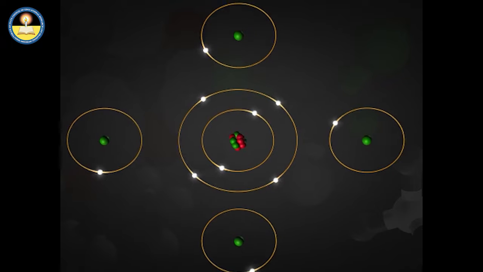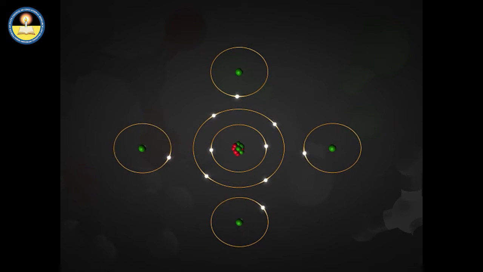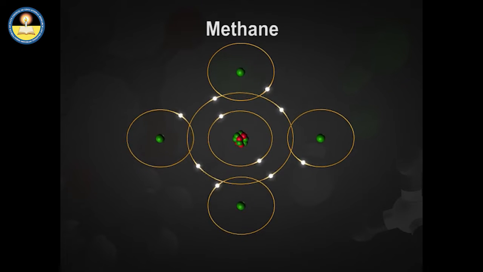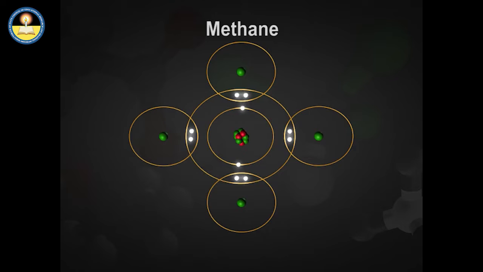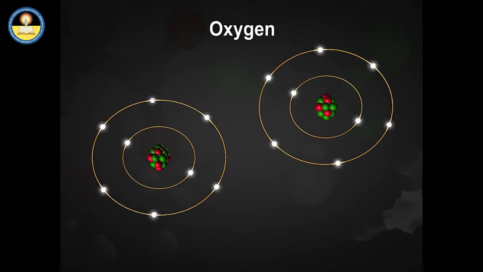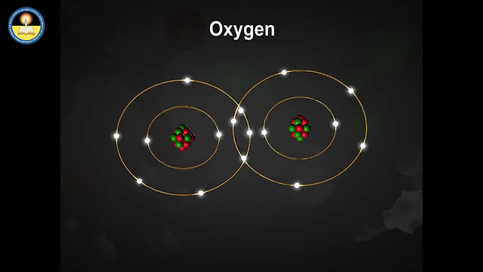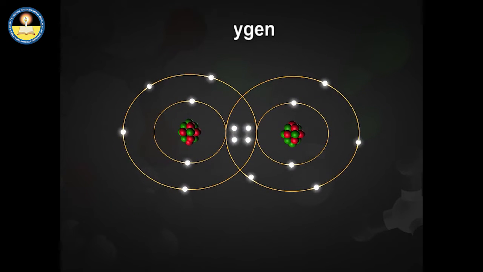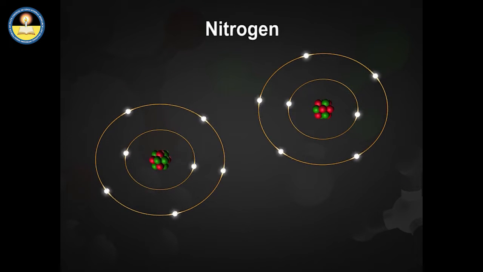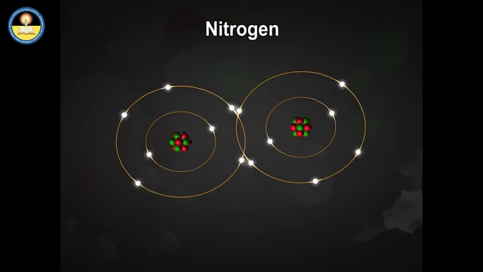Carbon overcomes this problem by sharing its valence electrons with other atoms of carbon, or with atoms of other elements. Not just carbon, but many other elements form molecules by sharing electrons in this manner. The shared electrons belong to the outer shells of both the atoms and lead to both atoms attaining the noble gas configuration.